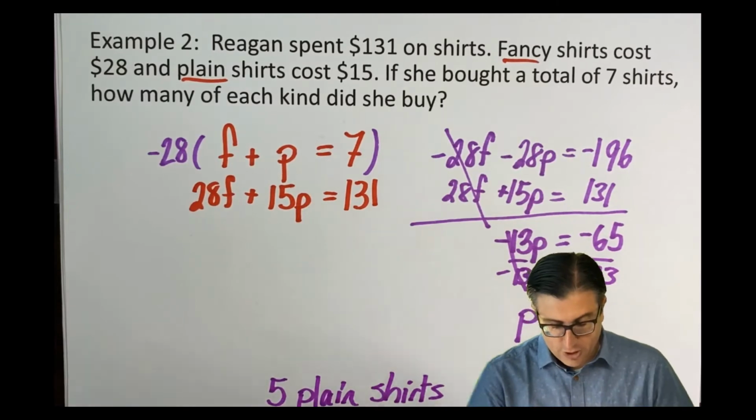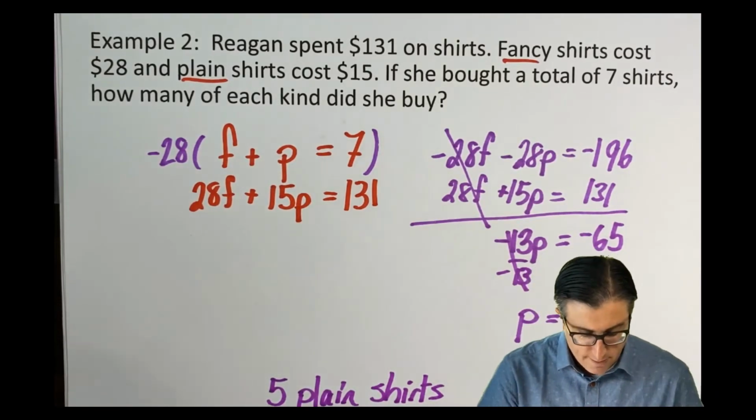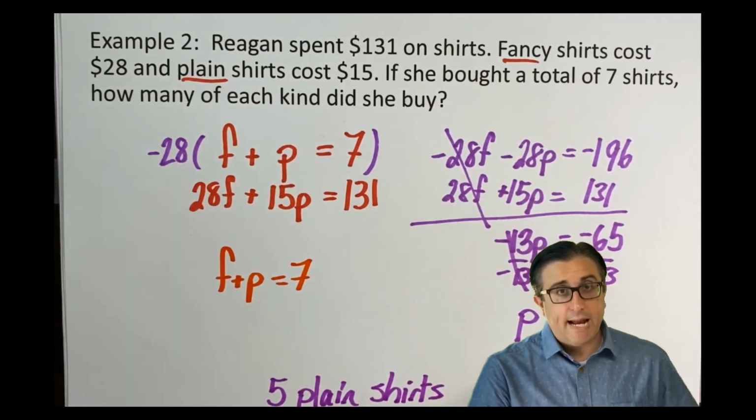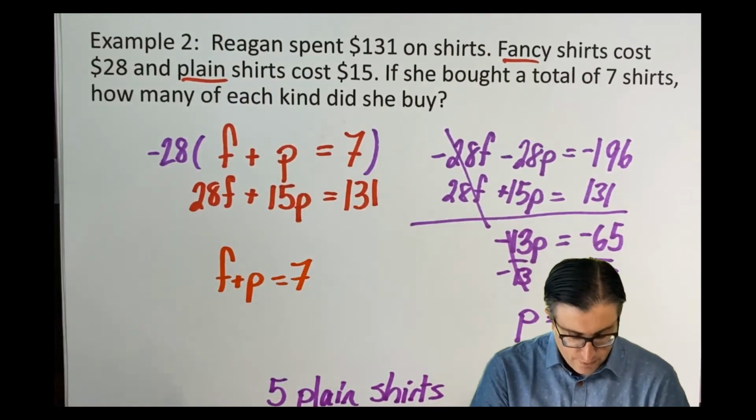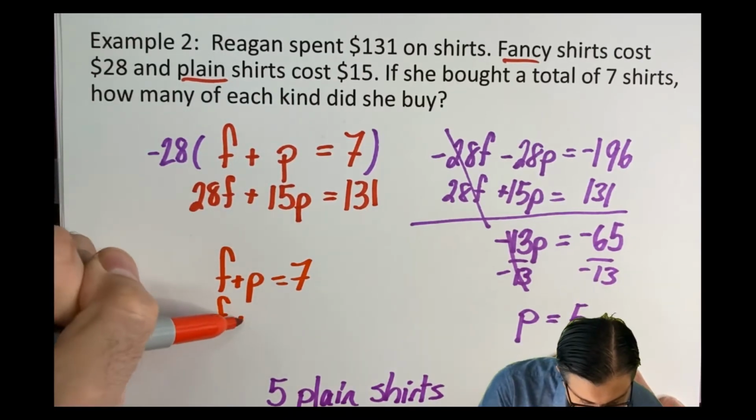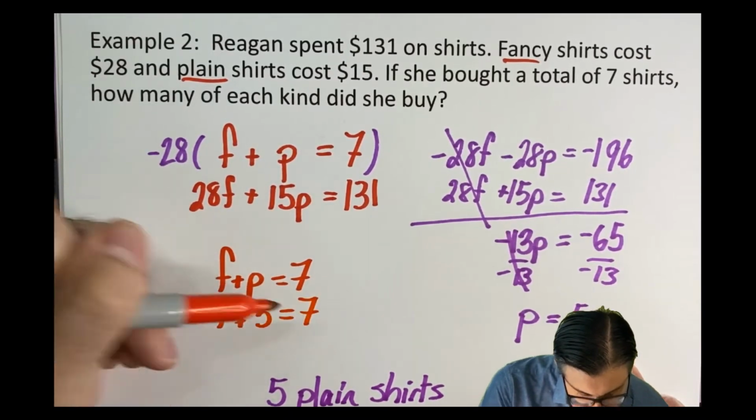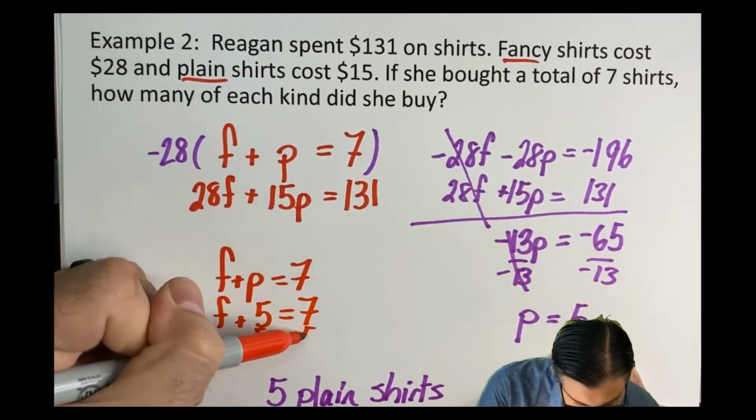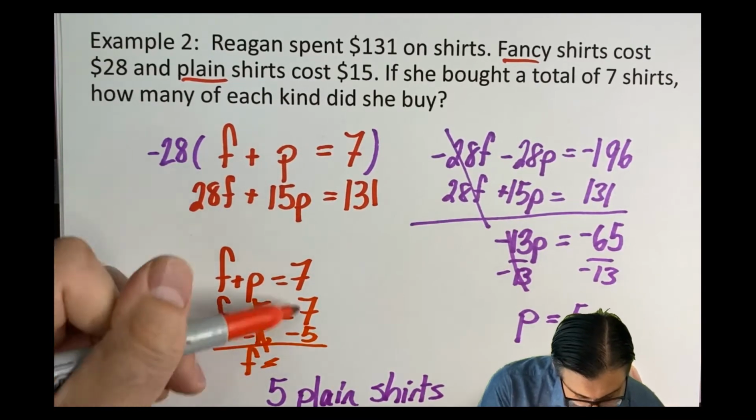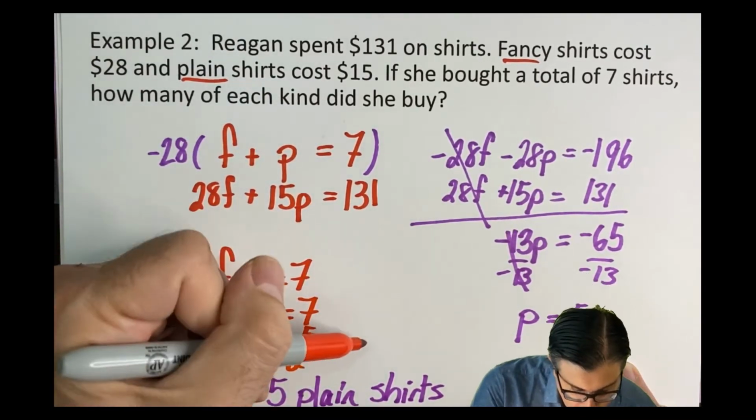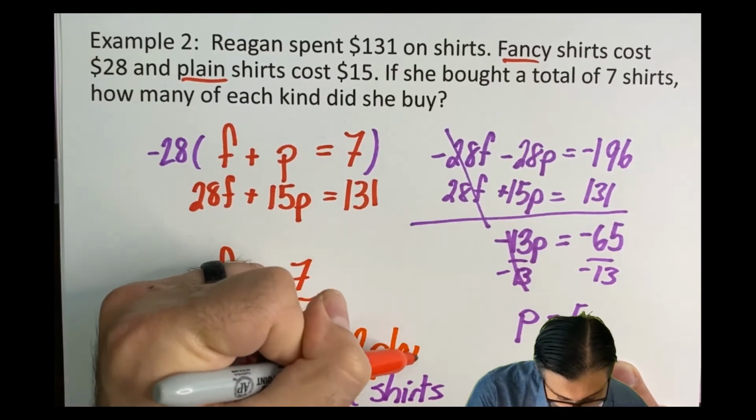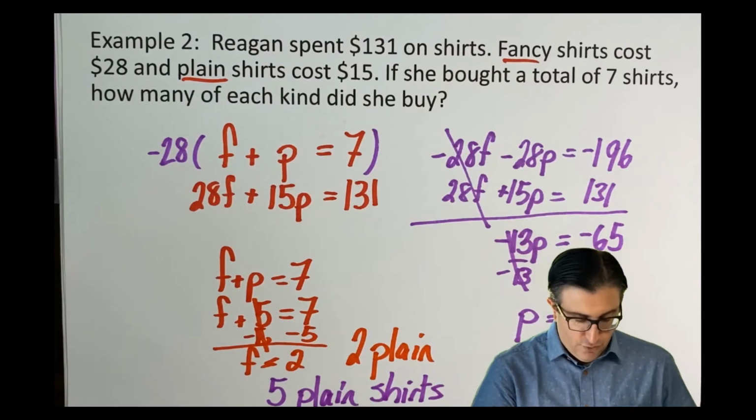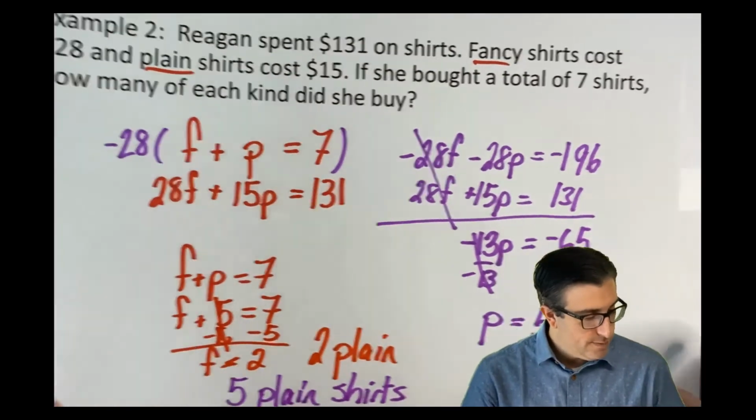But she also bought fancy shirts, so we need to figure out how many that is. I know the equation F plus P equals 7 from up here, and I'm going to use that one. That's definitely the easier of the 2. 5 plain means fancy plus 5 equals 7. What number plus 5 equals 7? Subtract 5. We find out that F equals 7 minus 5, or 2. That means she bought 2 fancy shirts. 2 plus 5 is 7. And if you did the math on the money, you'd find out that she spent $131.